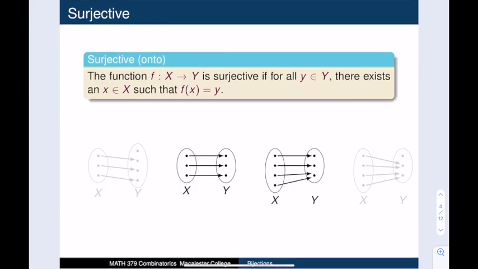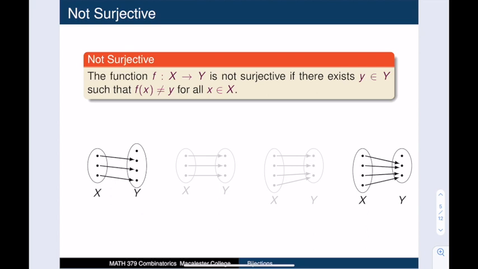Let's move on to surjective. A function f from a set x to a set y is surjective when every element in set y is mapped to by at least one element in x. The term onto is a synonym for surjective. So what does not surjective mean? There is at least one element in the set y that is never mapped to.